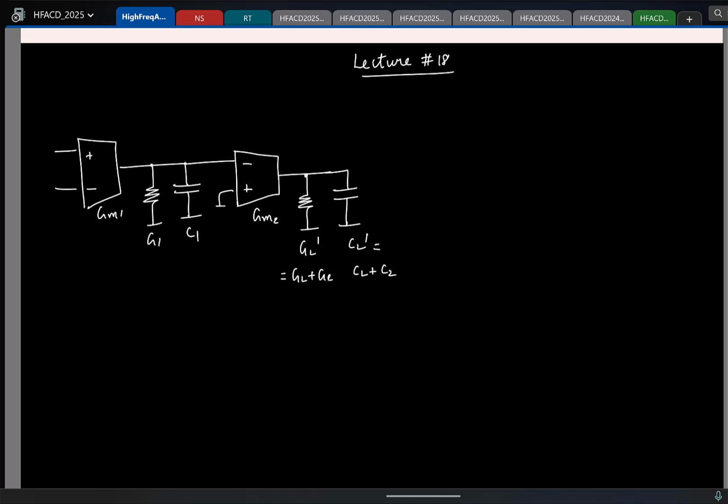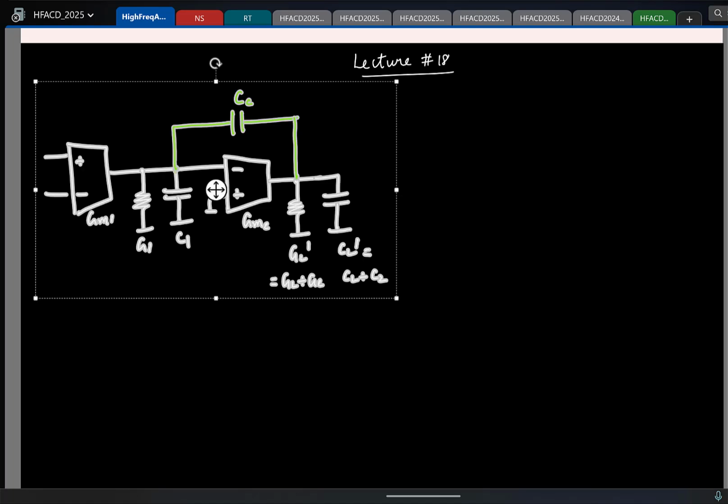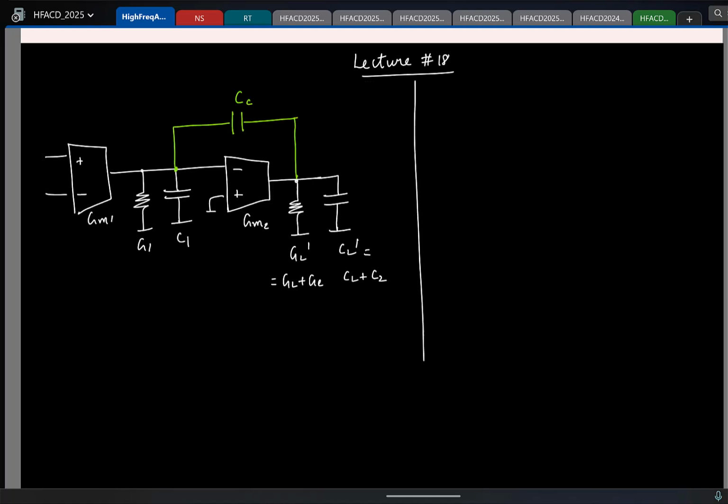As such, it will not be stable. So what do we do to make it stable? How do you compensate it? Between these two, you put a capacitor. So I'll call this the compensation capacitor CC. So this is the two-stage Miller op amp. So let's write down the results that we know so far.